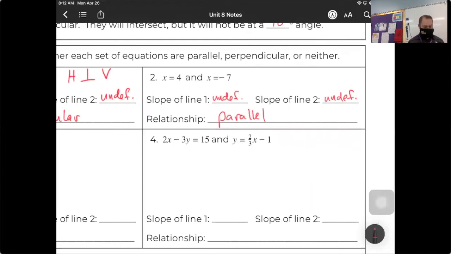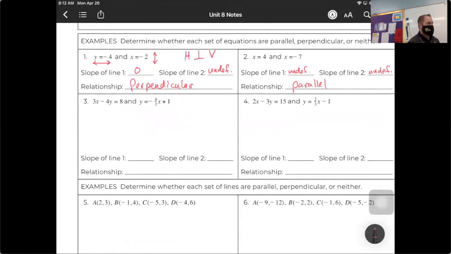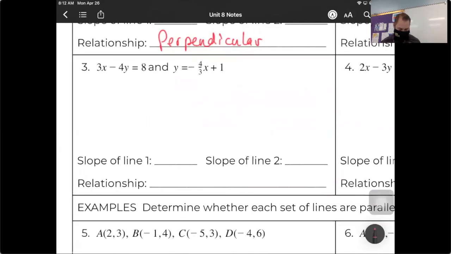Now the rest of these, they take longer, but they're not going to trick you. Okay, you're actually going to get a defined slope for each one of these, and we're going to compare those. So let's do number 3. Number 3, it says a first equation. Of course, I'm not just going to give it to you in slope-intercept form. We got to do some work first, right? We got to find out what the slope of line 1 is, so I got to put it in slope-intercept form. So I'm going to do 3x minus 4y equals 8 first.